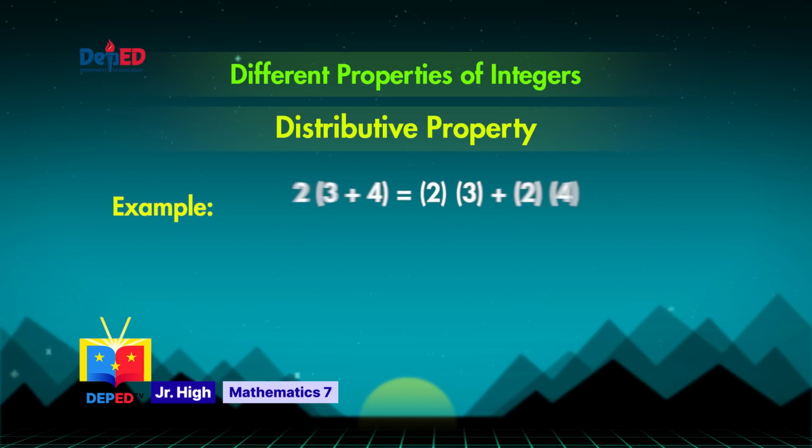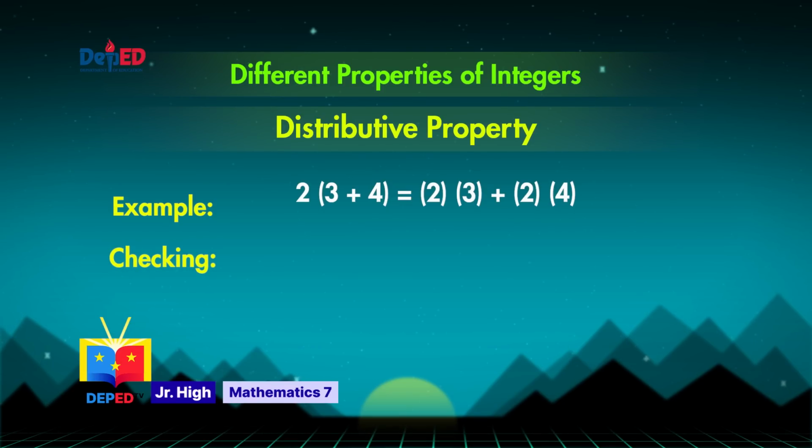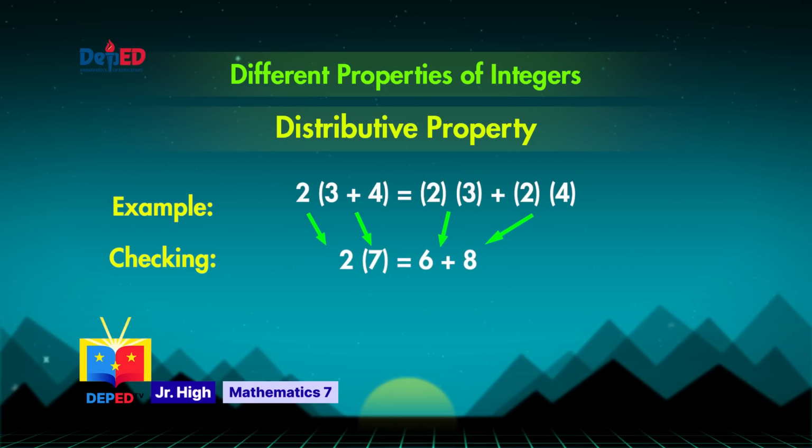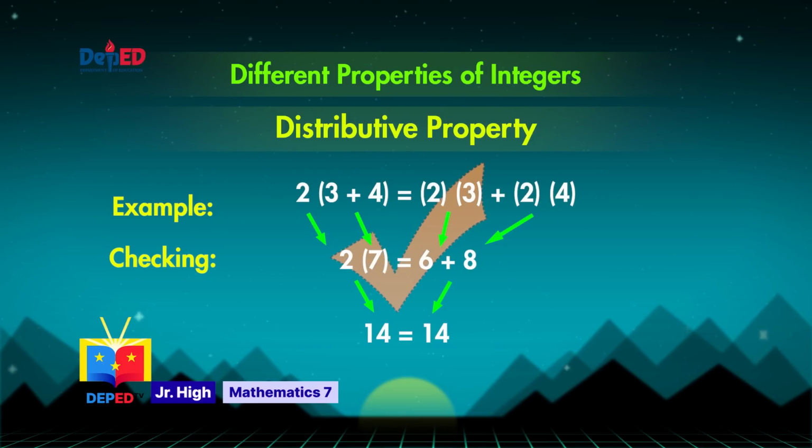For example, 2 times the quantity of 3 plus 4 is equal to 2 times 3 plus 2 times 4. Let us check if both sides of the expressions are equal. We have 2 times the quantity of 3 plus 4 is equal to... You just have to distribute 2 by multiplying it to each term in the expression 3 plus 4. And that is 2 times 3 plus 2 times 4. Then 2 times 7 equals 6 plus 8. 2 times 7 is 14. That is equal to 6 plus 8, which is also 14. Therefore, both expressions are equal.